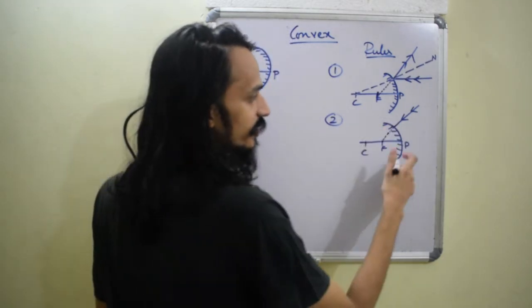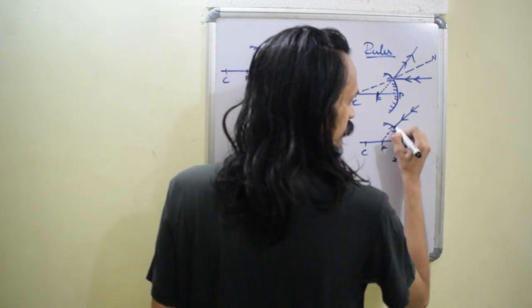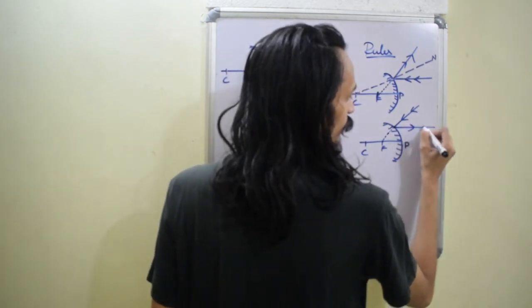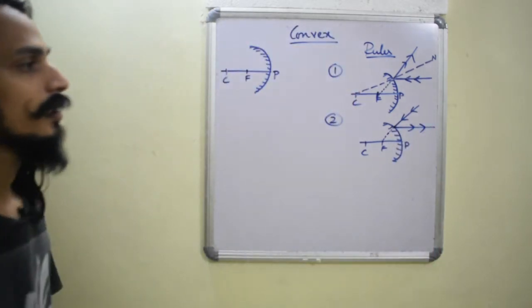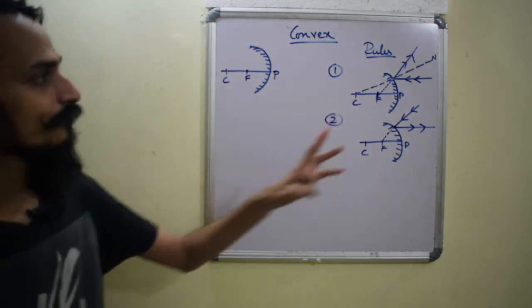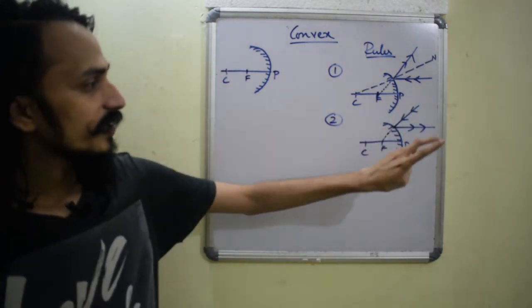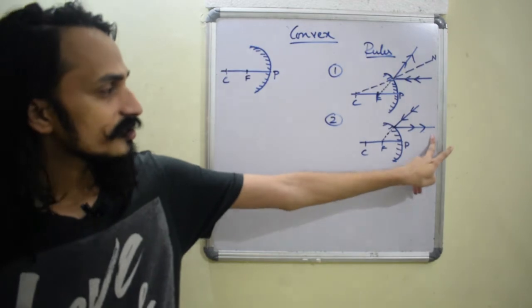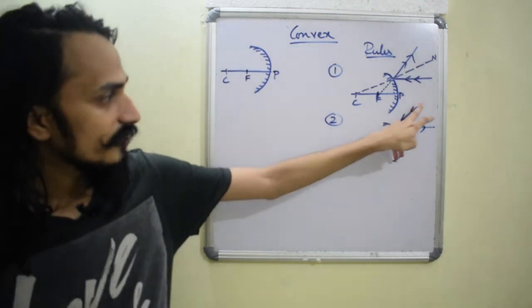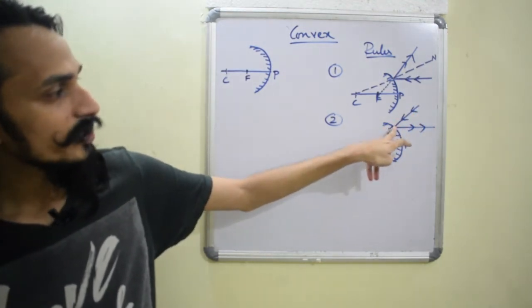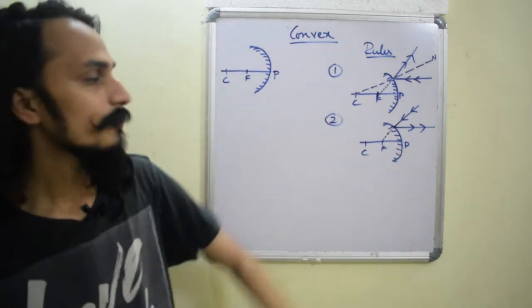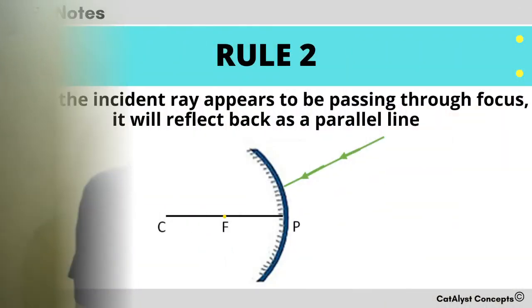Since this side is a mirror, it reflects on that side itself. So you will notice that incident and reflected light are on the other side. If it comes appearing through focus, then it is going to reflect and become parallel to the principal axis.